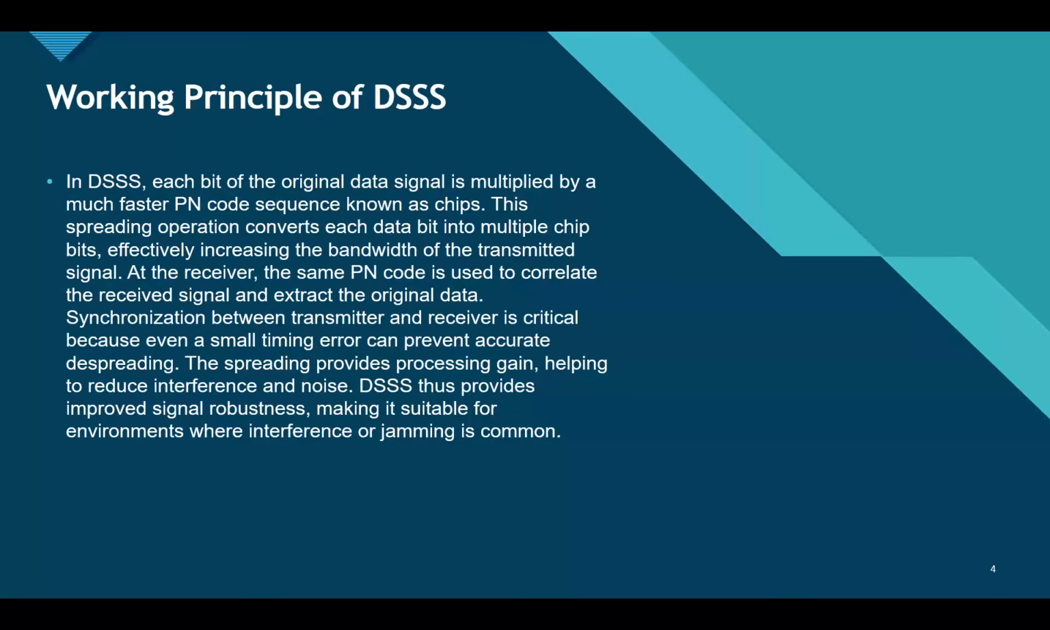If the synchronization is perfect, this spreading works accurately. If the pseudo-noise code is not aligned properly, the data cannot be recovered, which adds a layer of security. So we can say that it is a security measure by which a pseudo-noise code is shared with the receiver, and after that only the receiver can extract the data. This spreading gives DSSS a strong processing gain, meaning it can reject interference and still recover the signal. That's why DSSS is excellent for environments with high interference or intentional jamming.